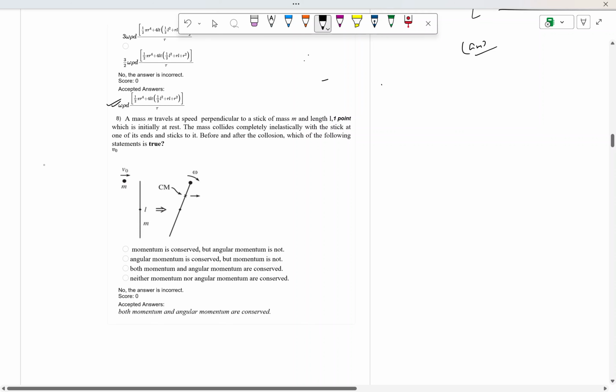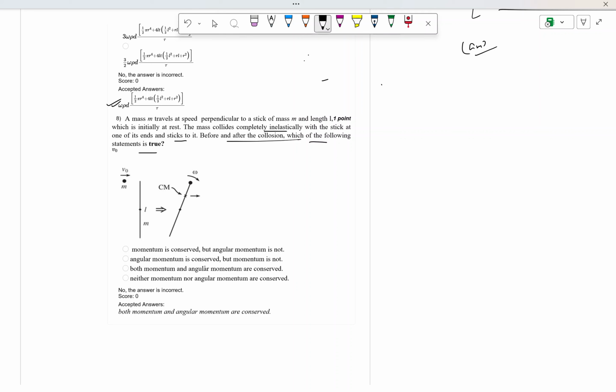Now question number 8 is that a mass m travels at speed perpendicular to a stick of mass M and length L, which is initially at rest. The mass collides completely inelastically. This line is important. It collides inelastically with the stick at one of its ends and sticks to it. So the mass has been stuck to the stick. Now before and after the collision, which of the following statements is true? The options are about momentum and energy conservation, angular momentum conservation, etc.